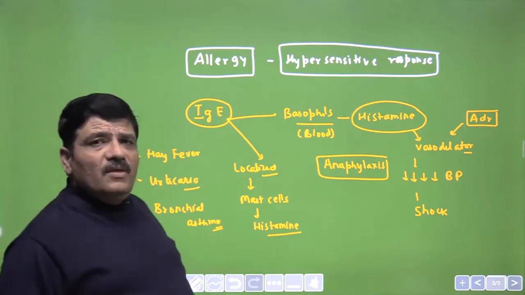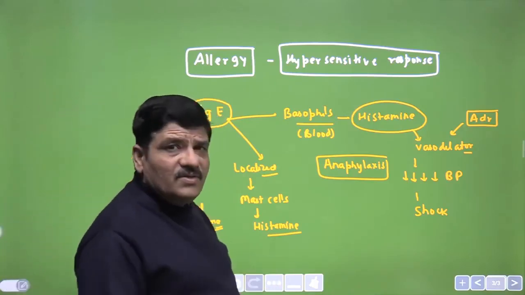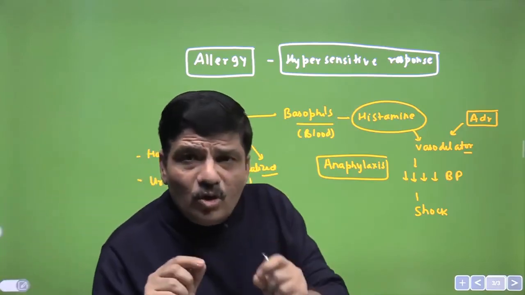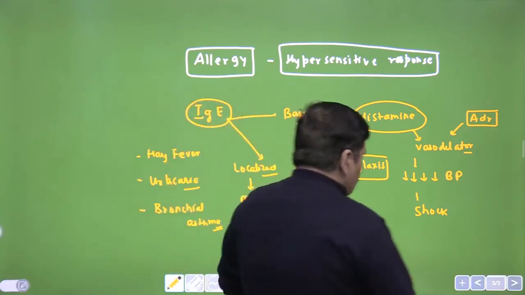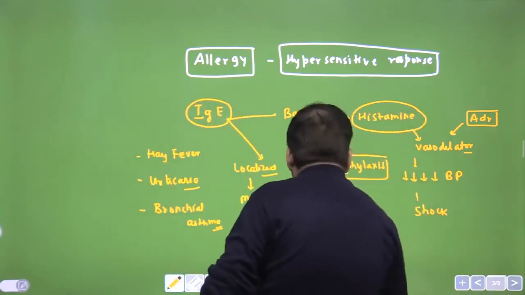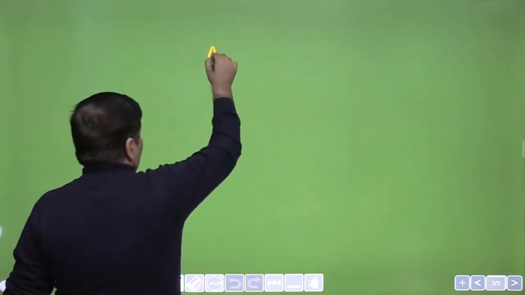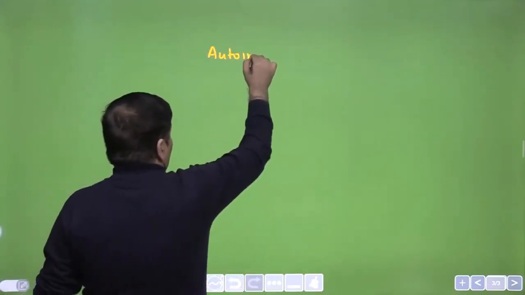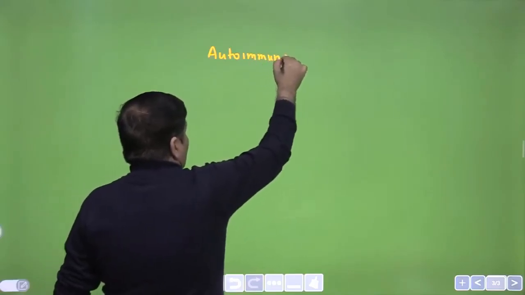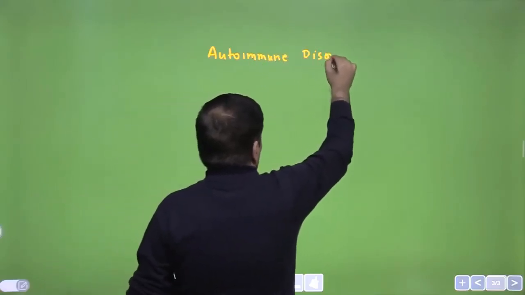The next topic in immunity that is given in NCERT is about the autoimmune disorders. So let us talk about the autoimmune disorders. We are revising quickly all the important questions that may possibly be asked in your NEET entrance exam. So we are looking at autoimmune disorders.